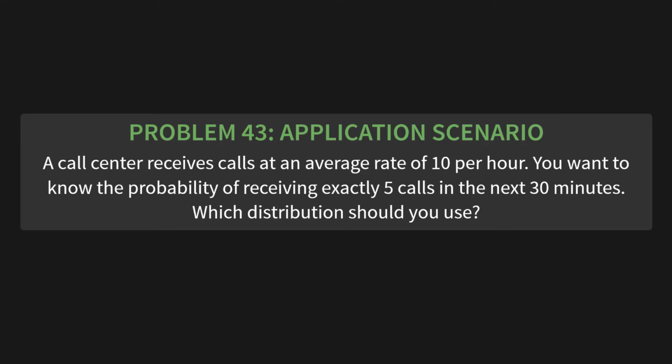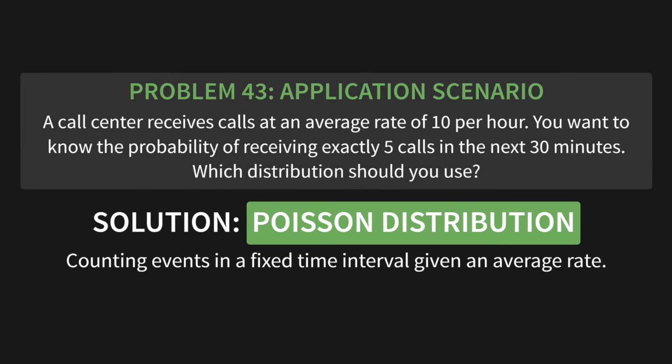A call center receives calls at an average rate of 10 per hour. You want to know the probability of receiving exactly 5 calls in the next 30 minutes. Which distribution should you use? Poisson distribution, counting events in a fixed time interval given an average rate.